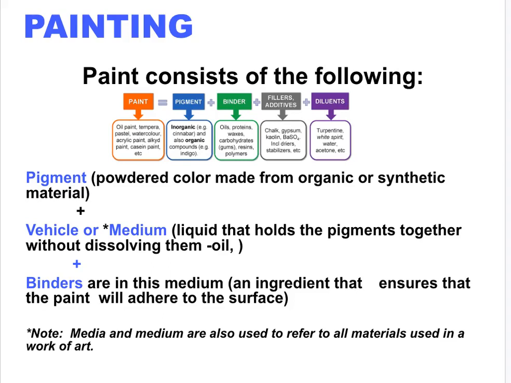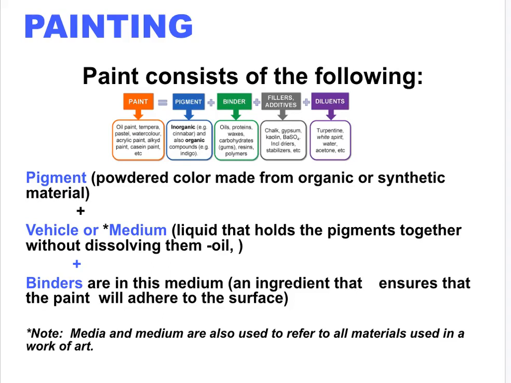Okay, and then just looking through this terminology here, just to make sure you have these in your notes. You don't have to necessarily know all of those things that were in that little equation I just went through, but these with the blue writing you'll want to make sure you know. So what is pigment again? It's a powdered color made from organic or synthetic, or another way you could say that is inorganic material, like we've talked about multiple times, plus the vehicle or medium.